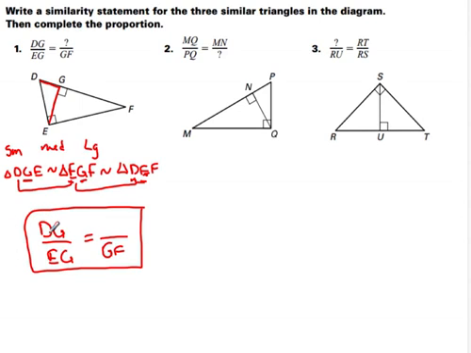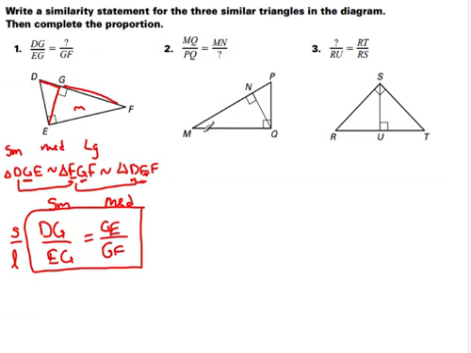So for me, DG and EG both exist in this small triangle, so this is representing the small triangle. DG is the short leg in the small triangle, and EG is the long leg of the small triangle. Now I look at GF. GF is the long leg of the medium triangle. This is GF right here. This is the medium triangle, so that means that I need to look for the short leg, which is going to be either EG or GE, the short leg of the medium triangle.